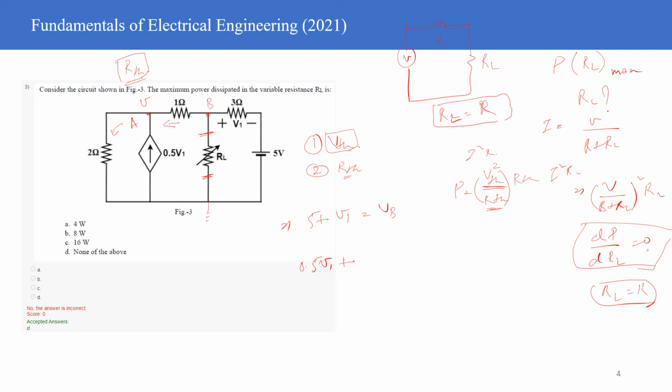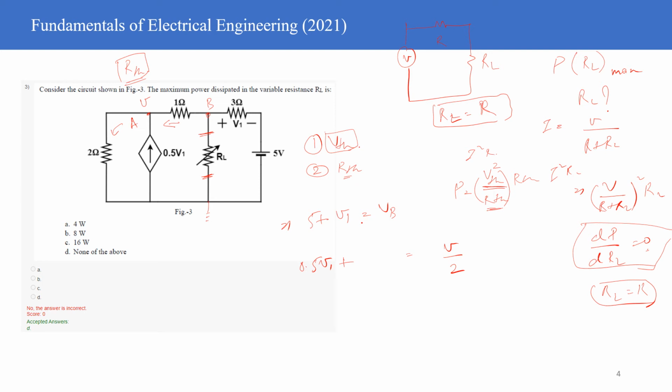Equal to VA divided by 2 plus V divided by 2, and then minus VA, that is VA minus VB divided by 1. Correct. So what is VA? You don't know. And what is VB? You know from here, VB equal to 5 plus V1.